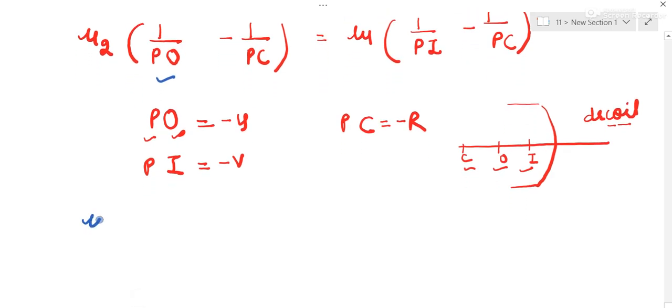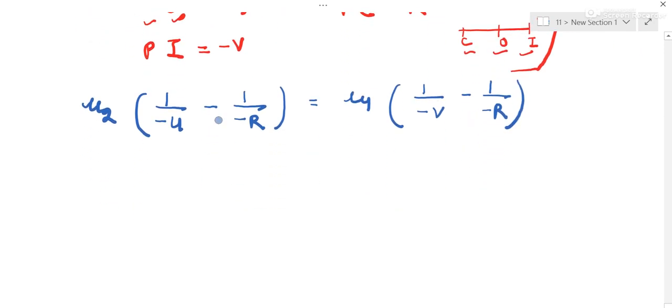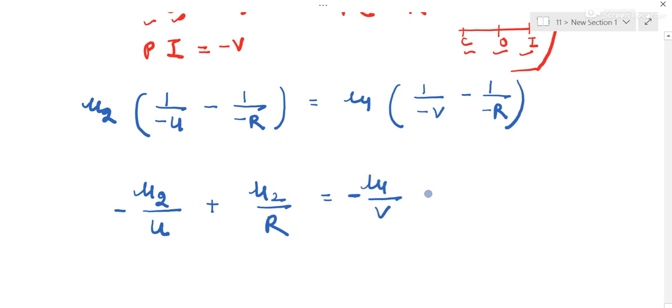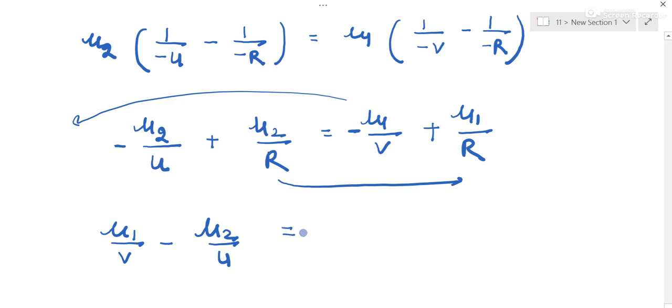Let us substitute. Mu 2 times 1 by minus u minus 1 by minus R, equals mu 1 times 1 by minus v minus 1 by minus R. Open it. This is minus minus plus. So it is mu 2 by minus u plus mu 2 by R, equals mu 1 by minus v plus mu 1 by R. Now bring it this side. So it is mu 1 by v minus mu 2 by u, and the other term goes that side: mu 1 by R minus mu 2 by R.